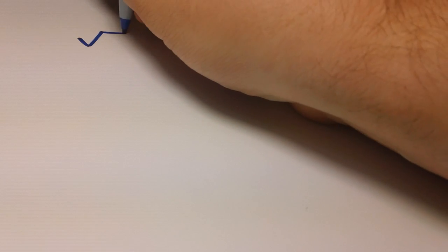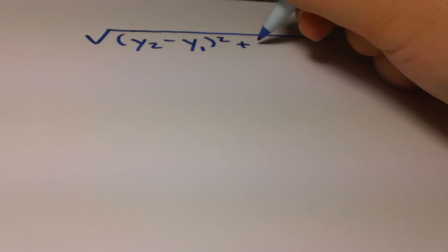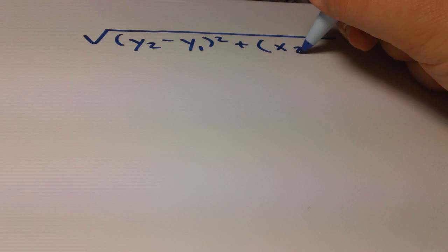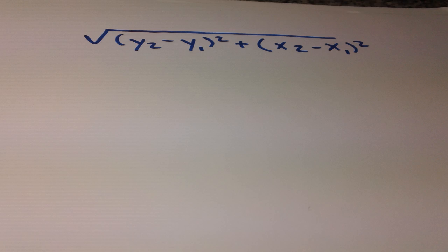So let's start off with exactly what the distance formula is, just to refresh everyone's memory. We have a big square root quantity y2 minus y1 squared plus the quantity x2 minus x1 squared, right? So that's the distance formula. Now we want to figure out how the heck did we get there.